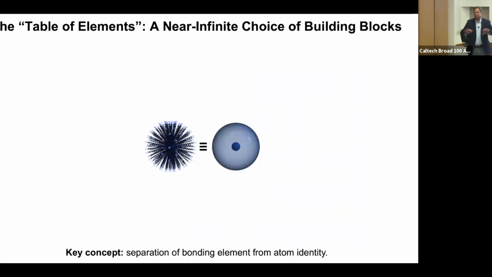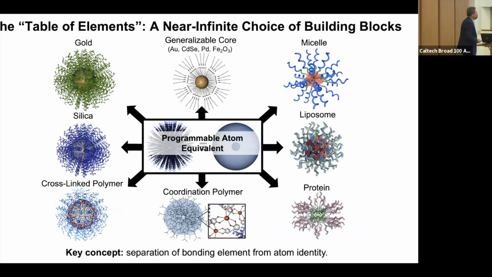Okay, so how do I think about this? Our table of elements is not the periodic table of elements. It's the number and types of particles that are available to us. And there are many, a lot more than the conventional table of elements. Defined by composition, so metals, semiconductors, insulators. You can have hard structures and you can have soft. Organic cores, micelles, liposomes, even proteins, when modified, can be turned into spherical nucleic acids and programmable atom equivalents.